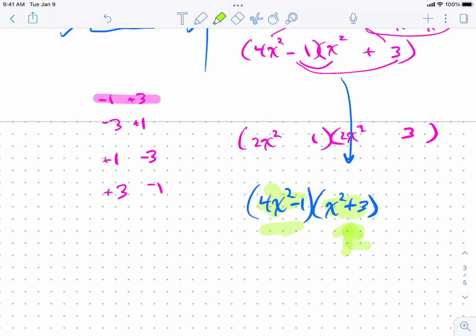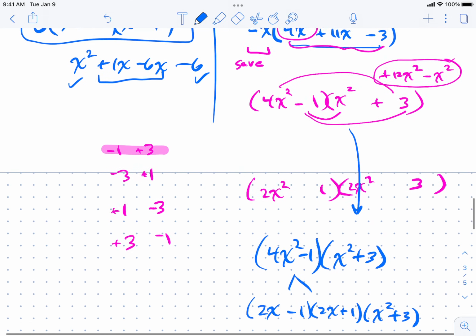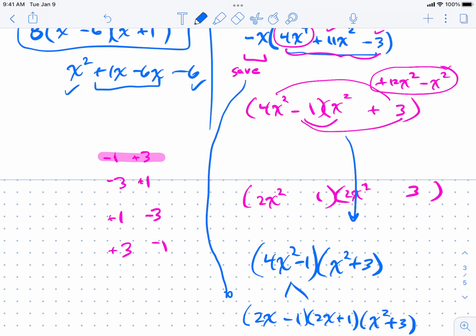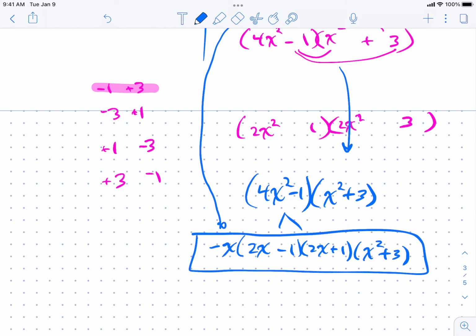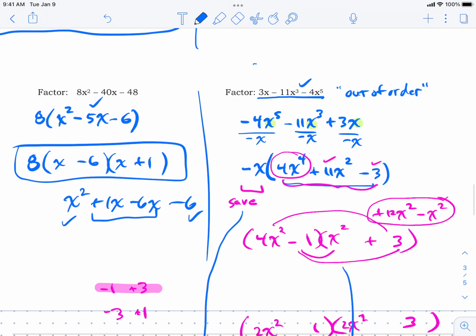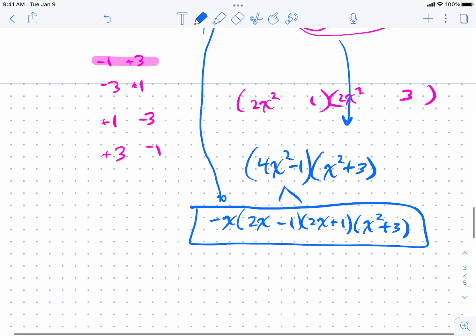So that's not going to work. But this one is called a difference of 2 squares, right? You can take the square root of 4x squared to get a 2x. You can take the square root of 1 to get a 1. So you split that first term up as 2x minus 1 times 2x plus 1. And then don't forget your x squared plus 3. And while you're at it, don't forget that we should save that there's a negative x out front. There is the full factorization of what was an innocent-looking trinomial.